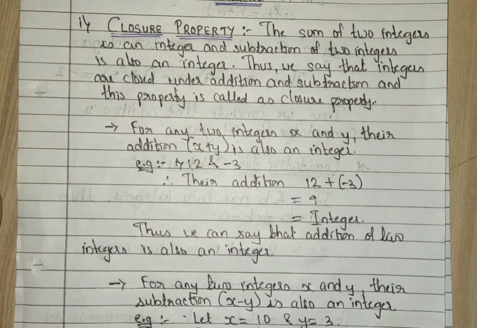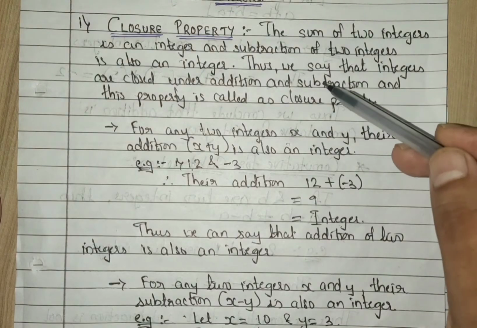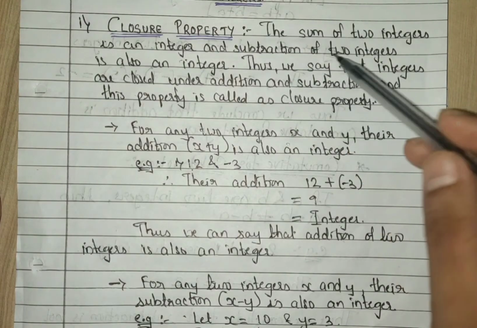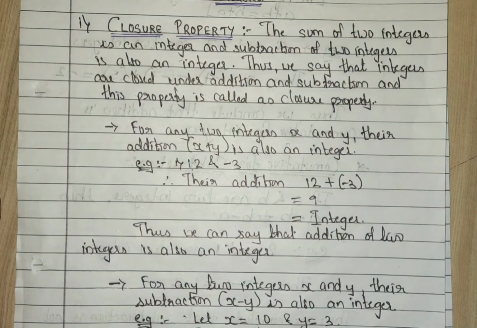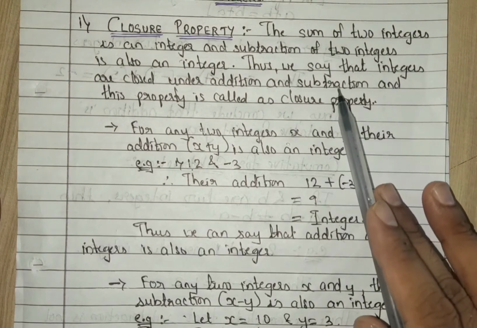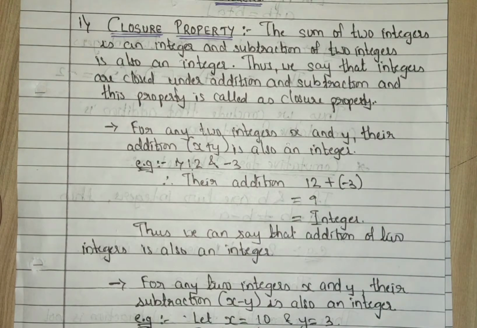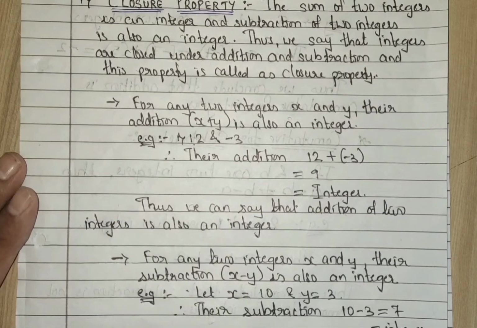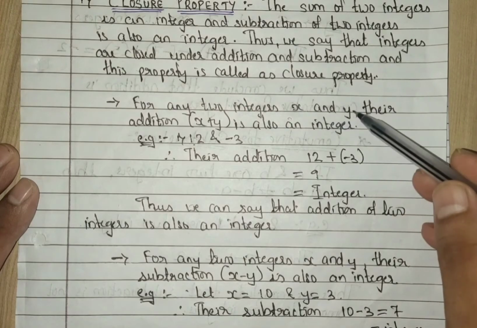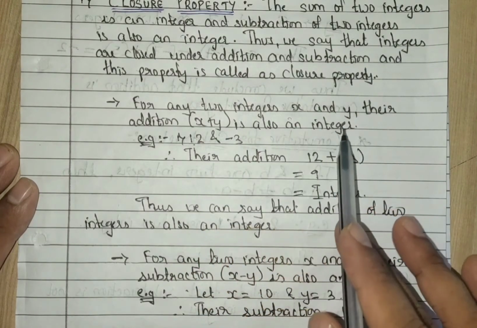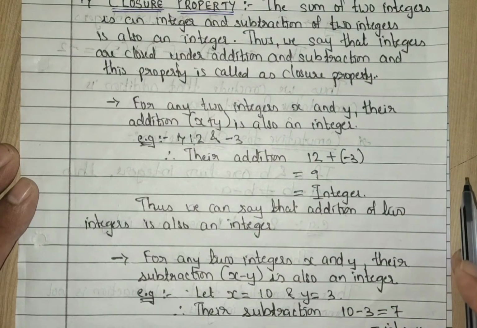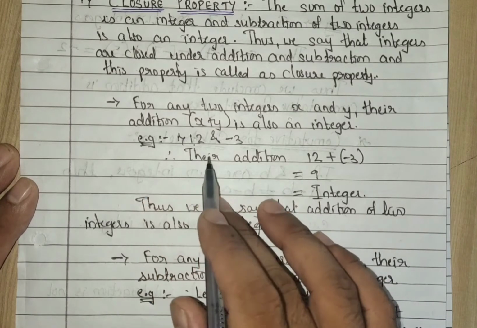Similarly, if we subtract two integers, and the resulting answer is an integer, then we can say that integers are closed under subtraction. Now let me explain you with the example. For any two integers x and y, their addition x plus y is also an integer. What do they want to tell? Let me show you with the example.